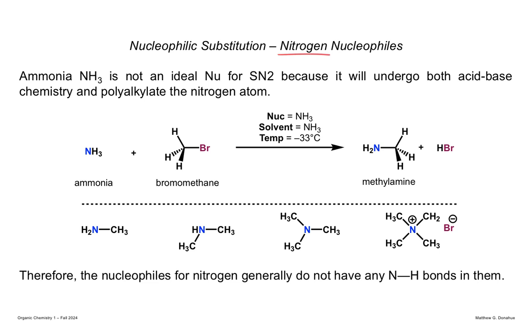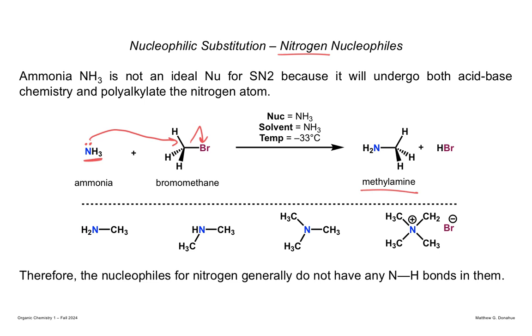So nitrogen nucleophiles. To preface this slide, you cannot use ammonia. So there's ammonia, NH3, and it has its lone pair. So it would attack that carbon, the bromine would leave. That would generate methylamine.